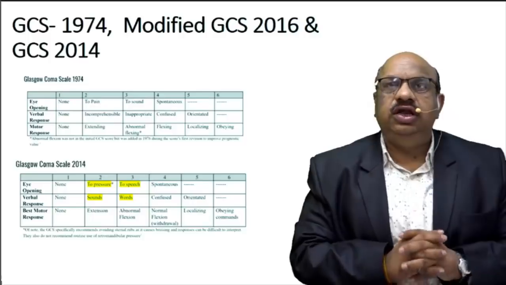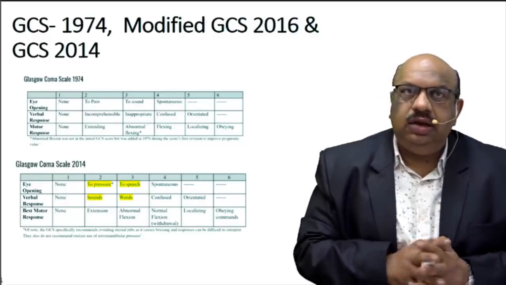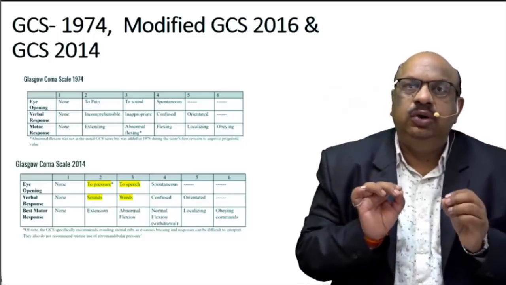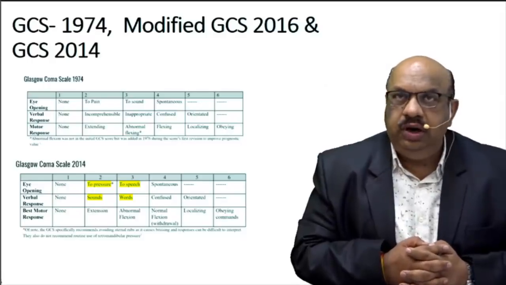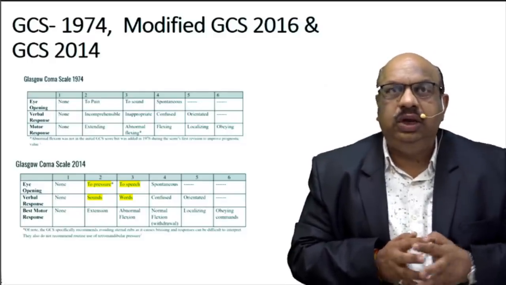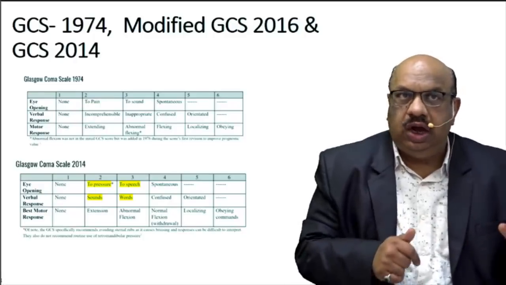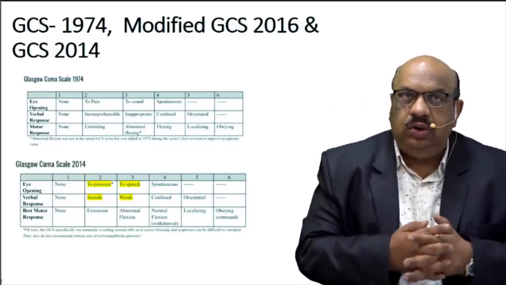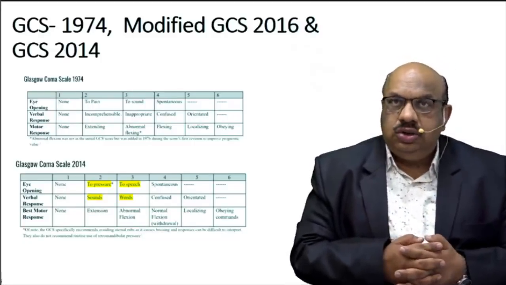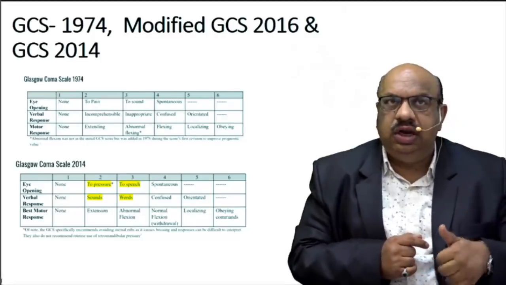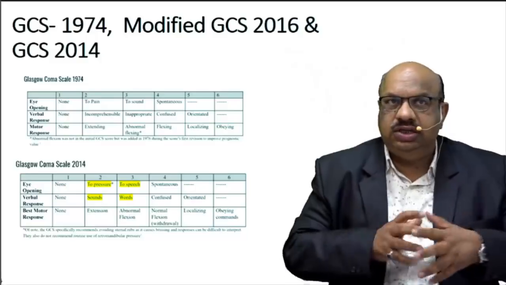The second change happened of late, in 2014. Here everything is the same, only the terminology changes. Now in E2, eye opening 2, rather than pain, we call it pressure. No response 1, to pressure 2, eye opening. And to sound, we call it to speech, to verbal command. So rather than pain, you say pressure, and rather than sound, you call it speech. So in eye opening 2 and 3, the words have changed.